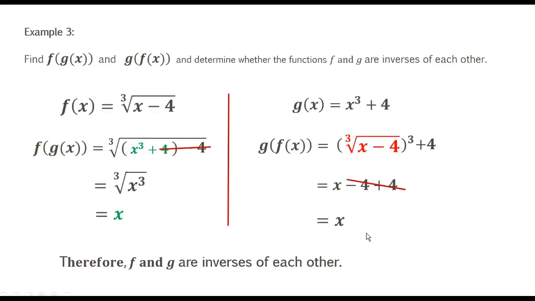All right, so once again, f and g are inverses of each other. So to verify whether or not two functions are inverses of each other, you do a composition of functions both ways, and you have to get x. You have to get the identity function both ways. If that happens, they are inverses. If it does not happen, then they're not inverses.